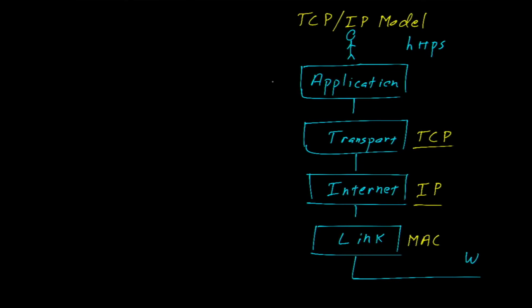At the application level, we start with data. So you have some data that you want to send somewhere. That data is handed to the transport layer. We'll come back to this in a moment. For now, just know that it adds TCP information to the data. Both of these are then handed to the internet layer.